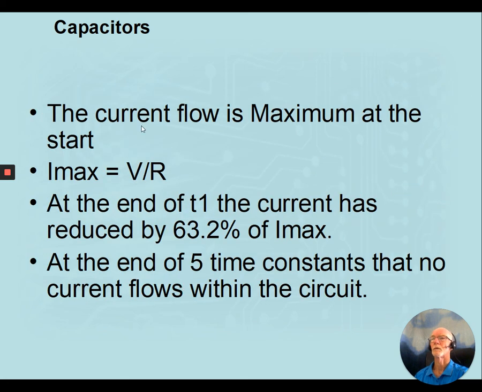So current flow is a maximum at the start of either the charge or discharge cycle, and the current follows the voltage in that it changes by 63.2% for each of the time constants as well, either increasing or decreasing.